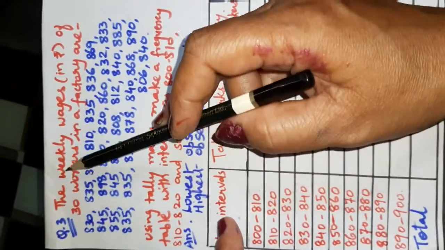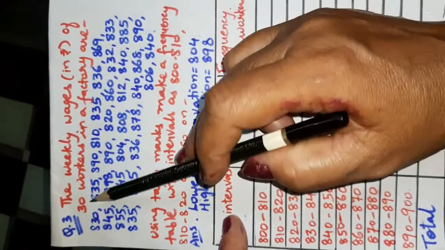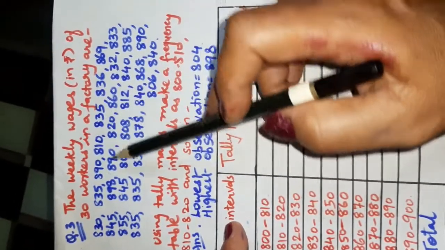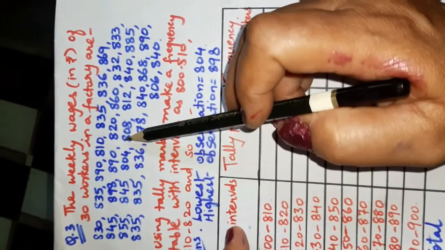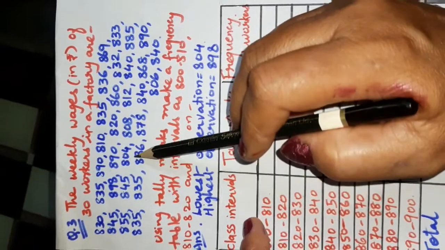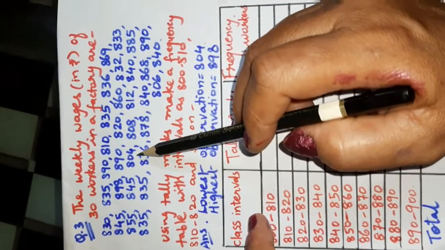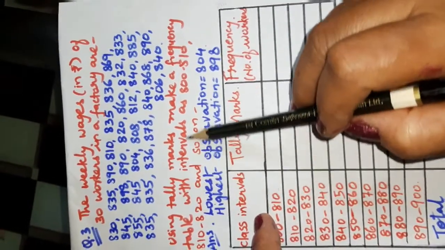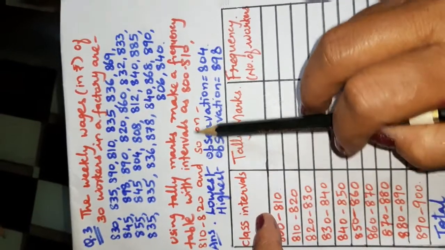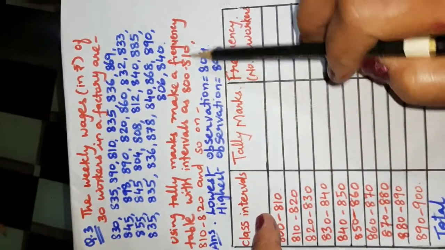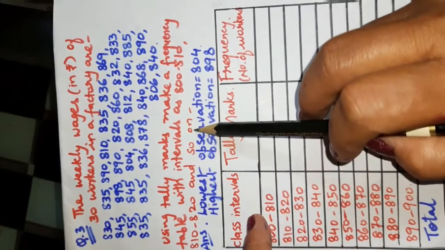Question number 3. The weekly wages in rupees of 30 workers in the factory are given. So these numbers are given. It is the payment of the 30 workers in the factory. Using tally marks, make a frequency table with intervals as 800 to 810, 810 to 820 and so on.